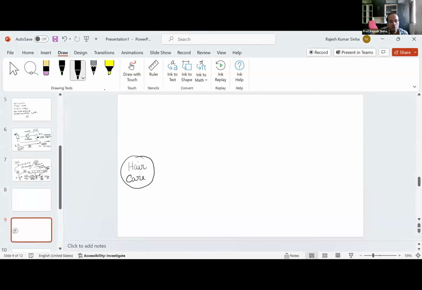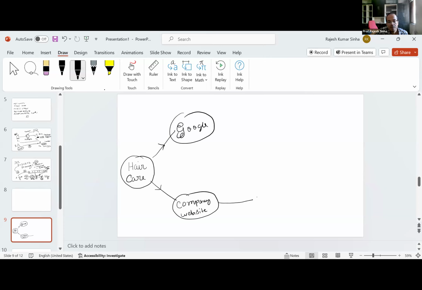Okay. I can go to the company website, and I can go to Google. I have two choices. From the company website, I can go to Amazon, and I can go to Flipkart. And there I can buy, and I can also not buy.